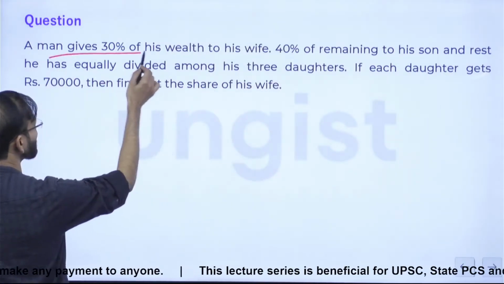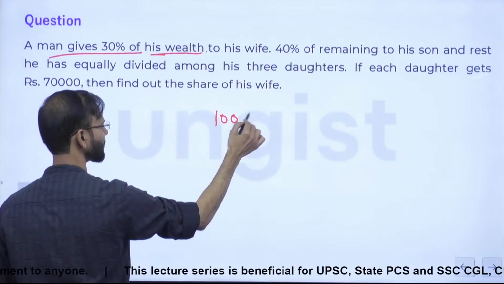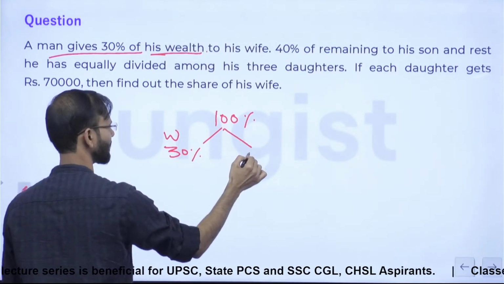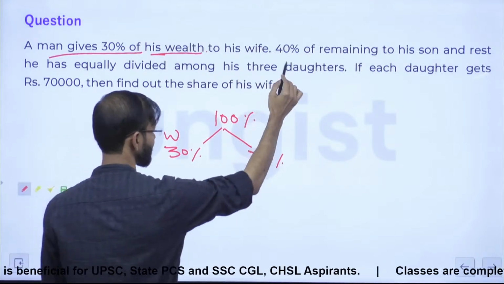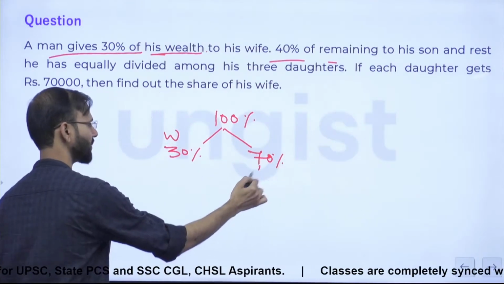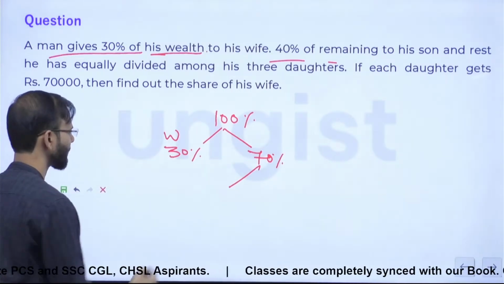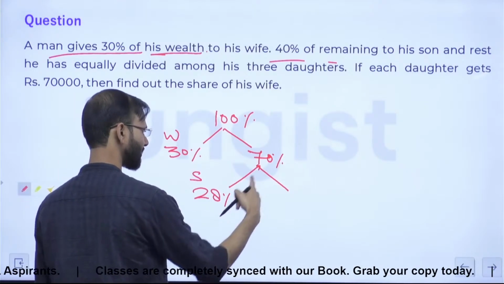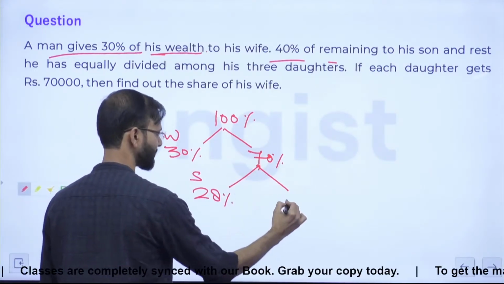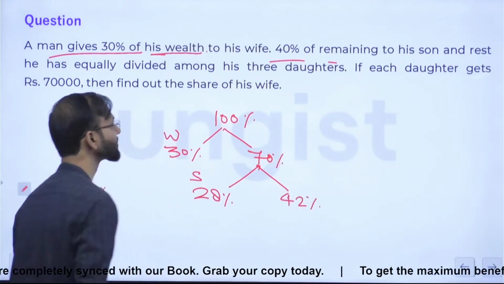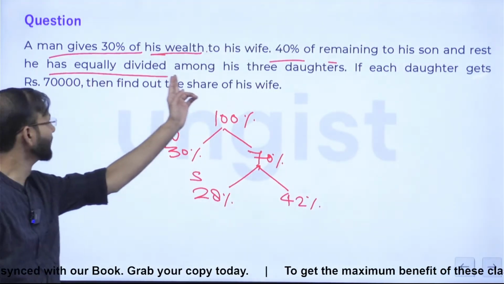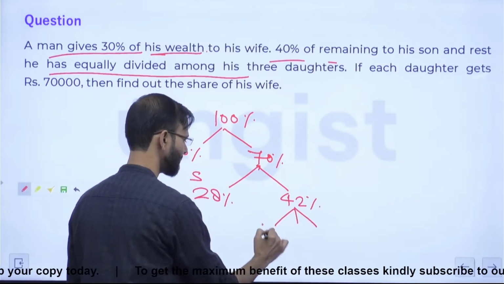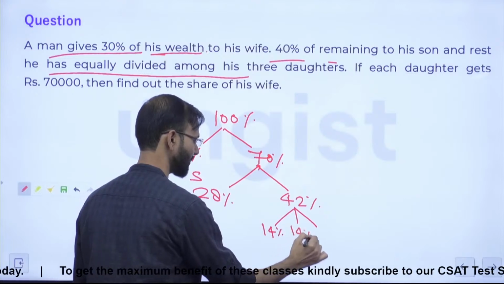A man gives 30% of his wealth. Let us assume his total wealth is 100%. He has given 30% to his wife, so he is left with 70%. The question says 40% of the remaining goes to his son. 40% of 70 is 28. Now he is left with 70 minus 28, which is 42. This 42% he has distributed equally among his 3 daughters, so 14, 14, 14. Each daughter is getting 14% of his total wealth.